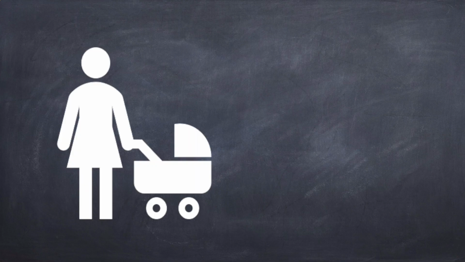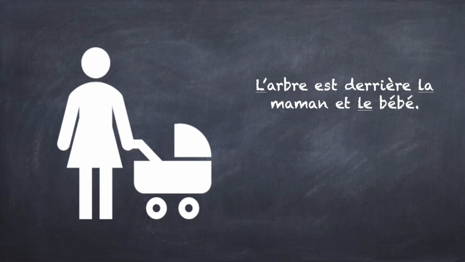As an example, let's take a look at this mom and her baby. Let's say you and your friend Carla are at the park. You want Carla to look at the tree behind the mom. In English, you would say, the tree is behind the mom and the baby. This phrase uses the definite article. So in French, the sentence would be l'arbre est derrière la maman et le bébé.